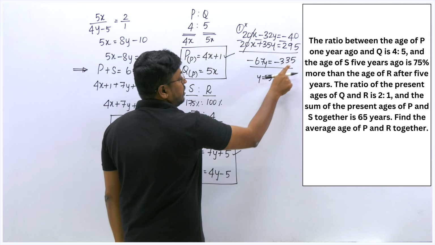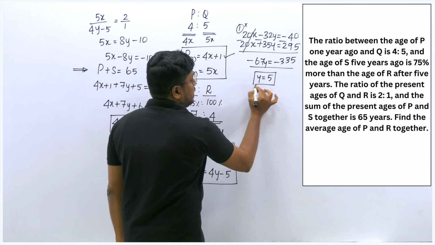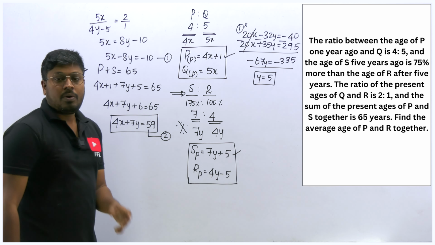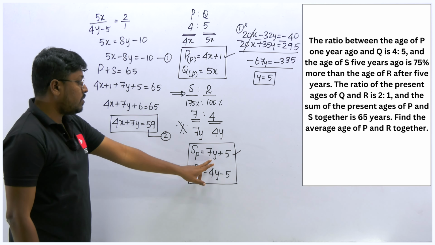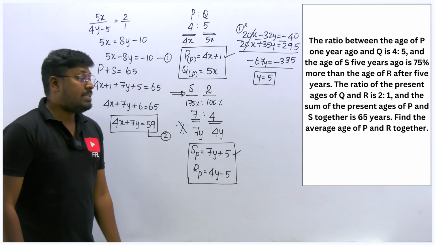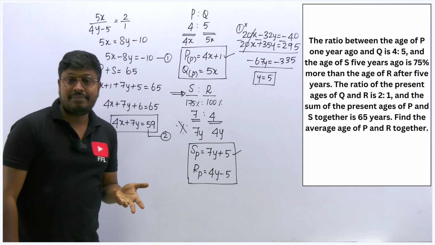7 5s are 35, remaining will be 3. 6 5s are 30, 30 plus 3. So y is equal to 5. So friends, finally we got the value of y equal to 5. Now substitute y in any of the equations, and similarly, substitute the value of y in any one equation here, we will get the value of x.